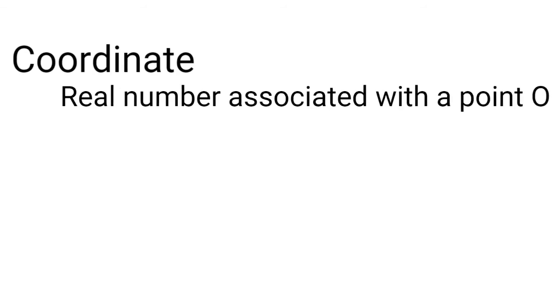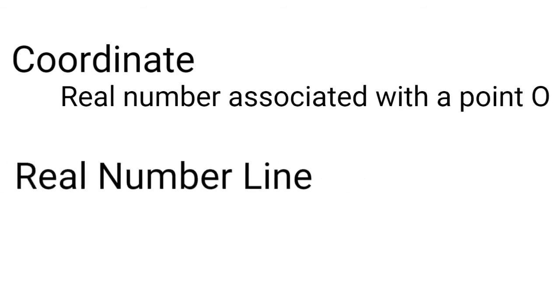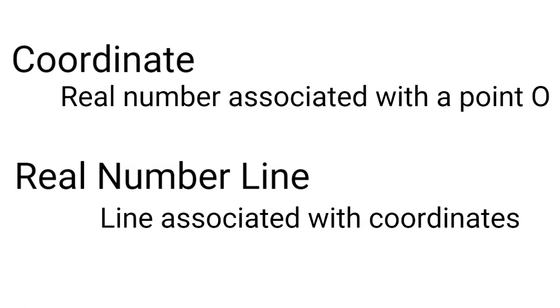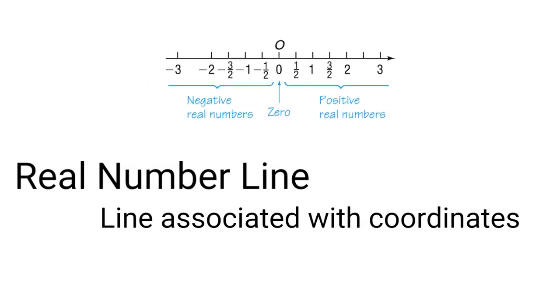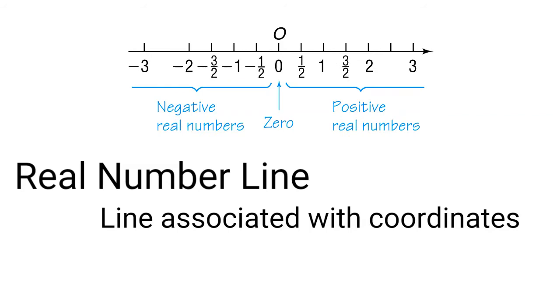Before we graph, let's make sure we're all on the same page and define some terms. A coordinate is a real number associated with some point. And a real number line is the line that is associated with a bunch of coordinates. Here's an example of what a real number line looks like with a few different points on it. Your number line will have a 0 or an origin point, and anything to the right will be positive and anything to the left will be negative.